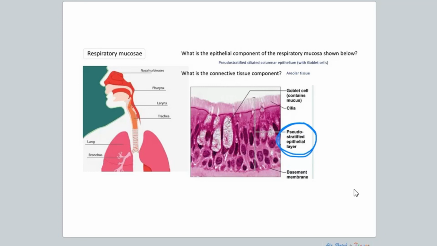What else do we find in here? We have goblet cells. What else do we find in this pseudostratified columnar epithelium? We have cilia. So we have a lot of different components here. What's the connective tissue component? Areolar tissue. So this is all areolar tissue underneath here.